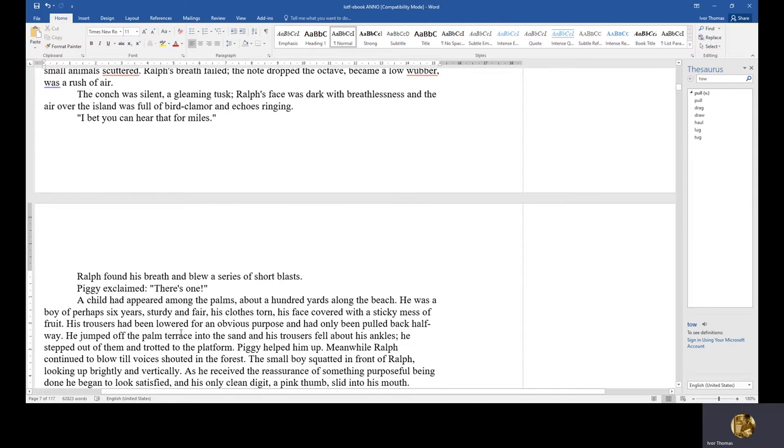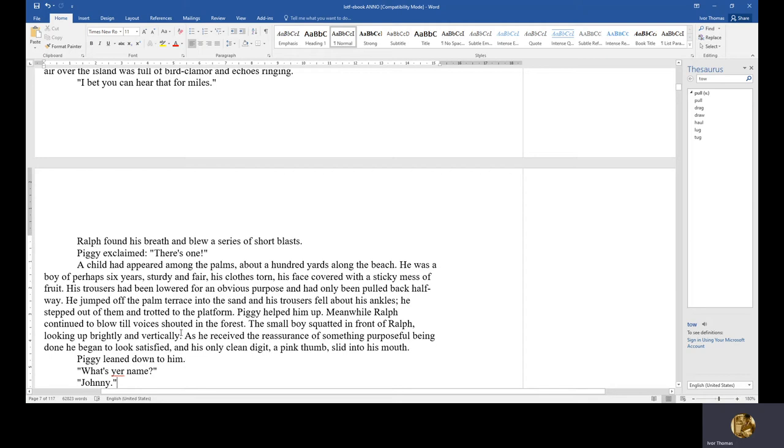Ralph found his breath and blew a series of short blasts. Piggy exclaimed, "There's one!" A child had appeared among the palms, about 100 yards along the beach. He was a boy of perhaps 6 years, sturdy and fair, his clothes torn, his face covered with a sticky mess of fruit. His trousers had been lowered for an obvious purpose and had only been pulled back halfway. He jumped off the palm terrace into the sand, and his trousers fell about his ankles. He stepped out of them and trotted to the platform.